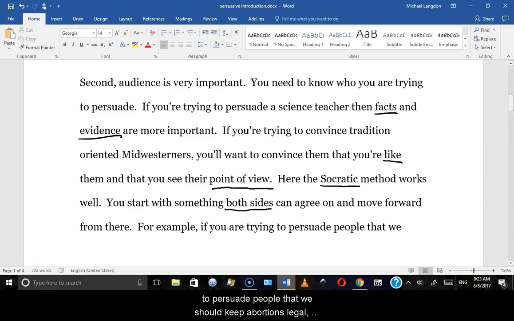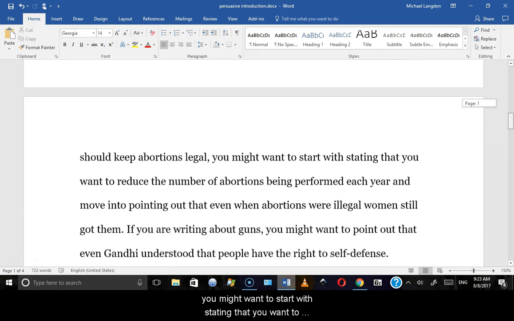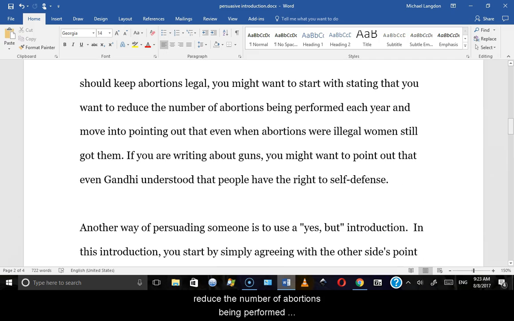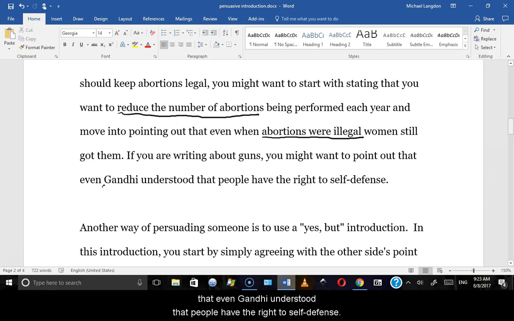For example, if you're trying to persuade people that we should keep abortions legal, you might want to start with stating that you want to reduce the number of abortions being performed each year and move into pointing out that even when abortions were illegal, women still got them. If you are writing about guns, you might want to point out that even Gandhi understood that people have the right to self-defense.